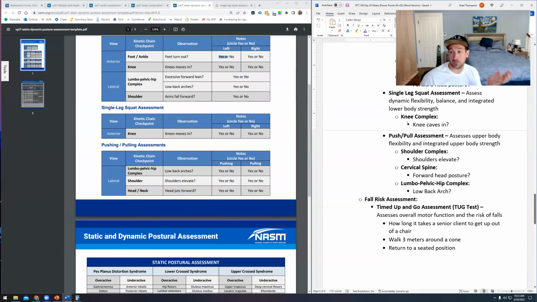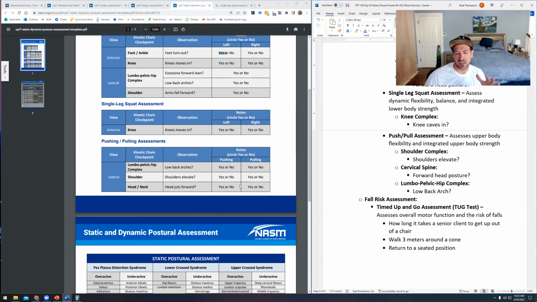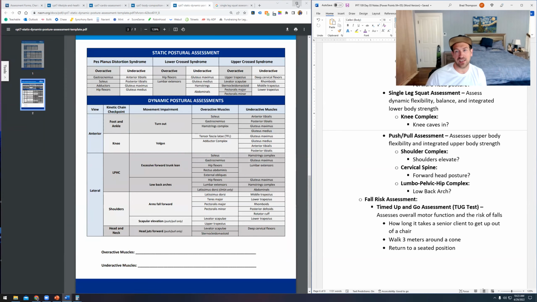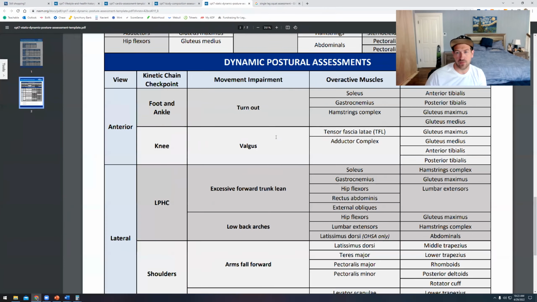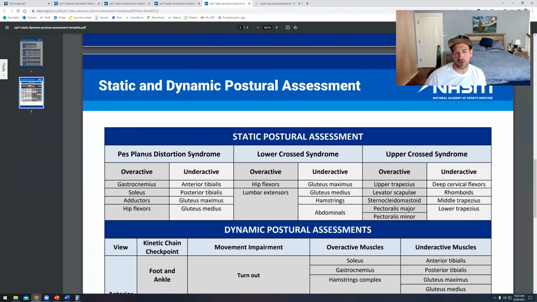Or I'm going to look at the pushing and pulling assessment, right? Do the shoulders elevate? Do they have the forward head posture? Do they arch the low back, right? And if they do any of those things, I go down here and I take a look at what it means, right? Let's say I marked my client for pronation distortion syndrome earlier, right? Tight muscles, weak muscles, AKA stretch them, strengthen them, right?